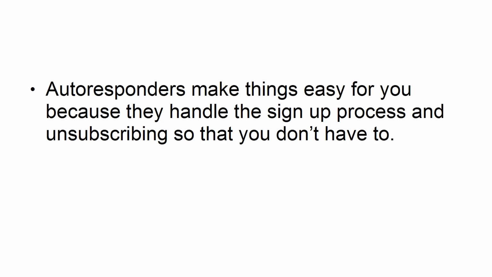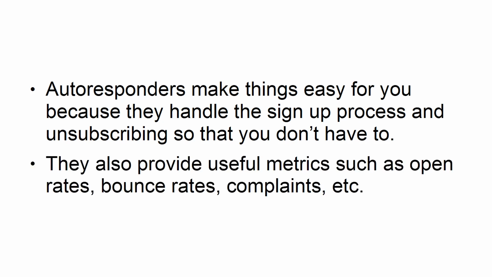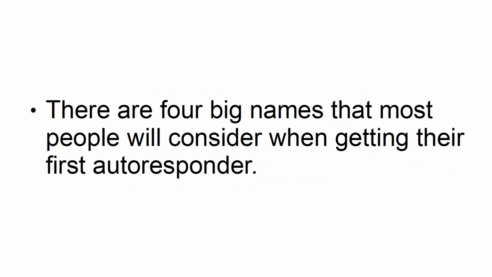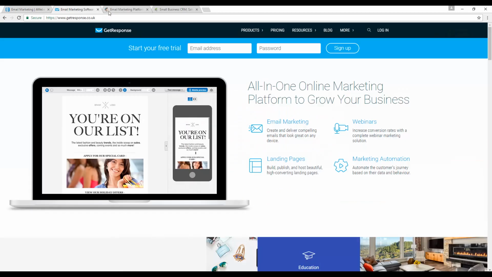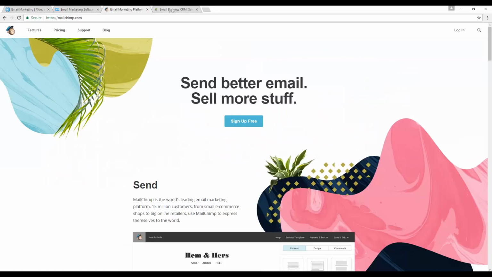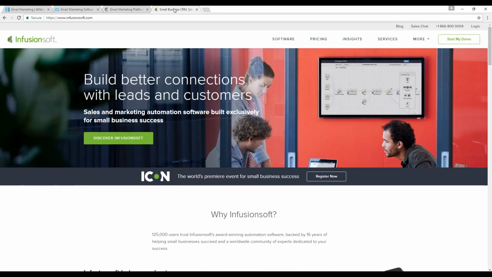Autoresponders make things easy for you because they handle the sign-up process and unsubscribing, so you don't have to. They also provide useful metrics such as open rates, bounce rates, complaints, etc. There are four big names that most people will consider when getting their first autoresponder. These are AWeber, GetResponse, MailChimp, and Infusionsoft.